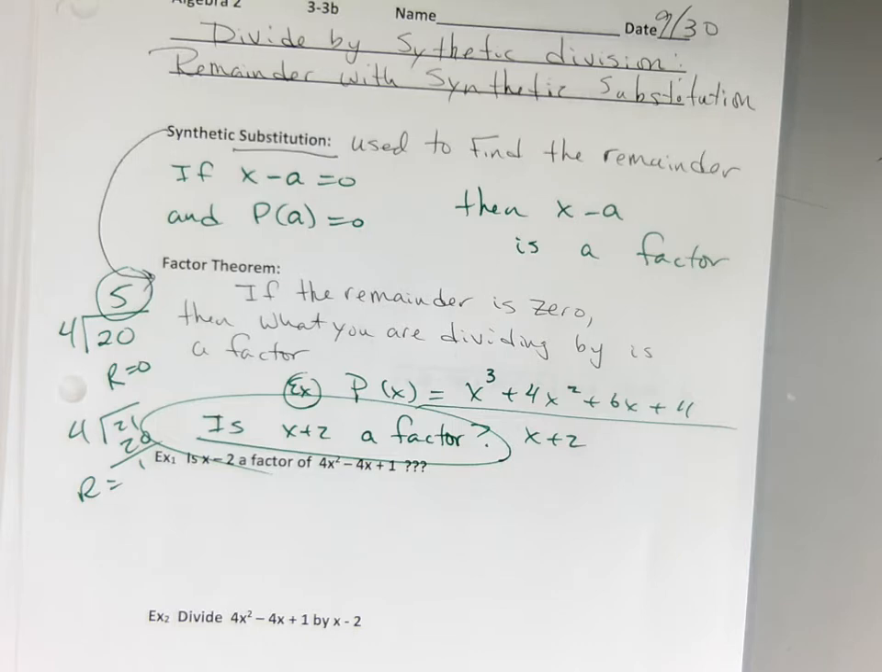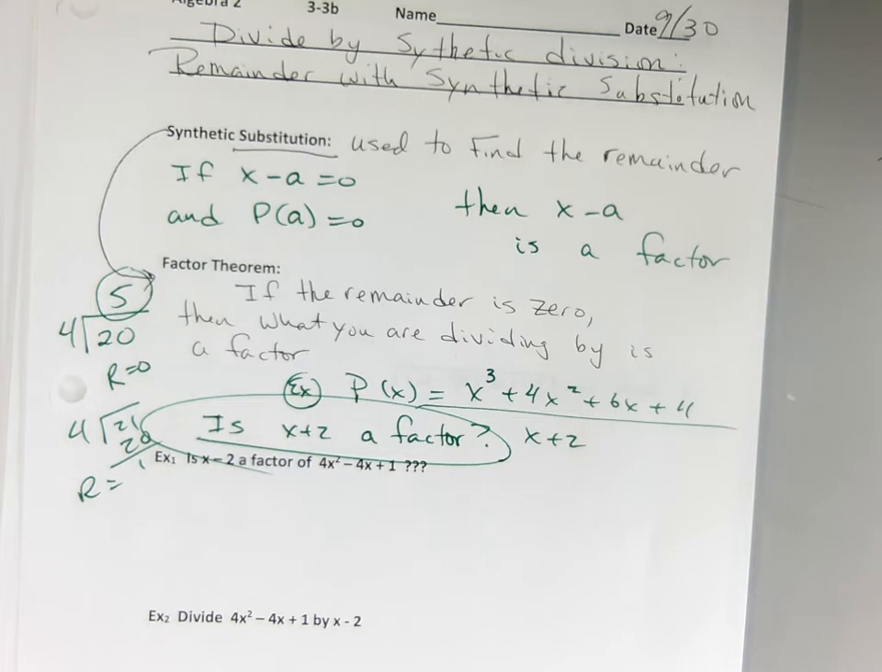So synthetic substitution says there's a faster way to do it. If all we care about is the remainder, not the answer, then if we plug in negative 2 into the x, and we get an answer of 0, it's a factor. Now we won't have the answer to the division, we'll just get the remainder. Does that make sense? If we get a remainder of 0, we can say, yes, it's a factor. I'll say it again. If I plug in negative 2 into this, and I get an answer of 0, this is a factor. We don't know what the answer is, but we do know it goes in evenly.